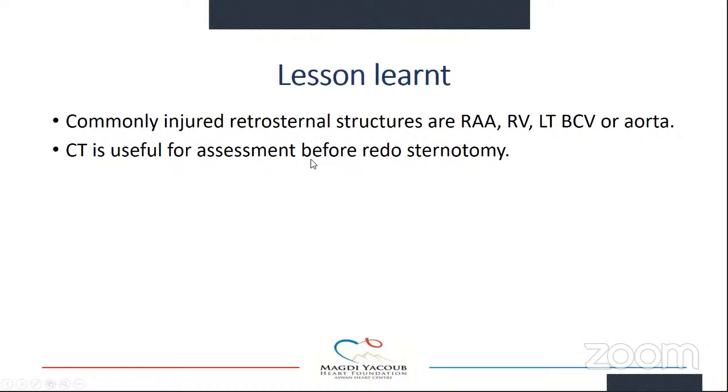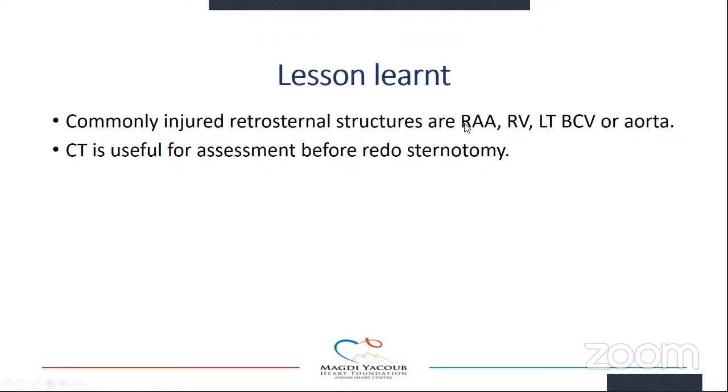The structures that are commonly injured are the right atrial appendage, the right ventricle itself, the left brachiocephalic vein, or the aorta. The CT is really useful for such conditions.